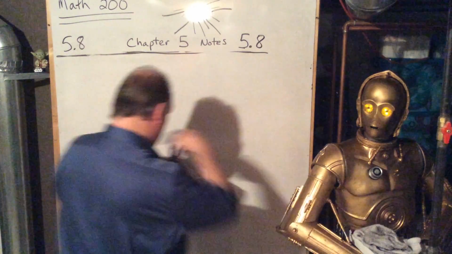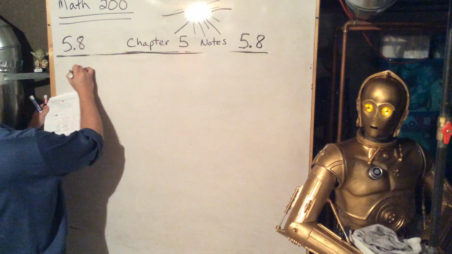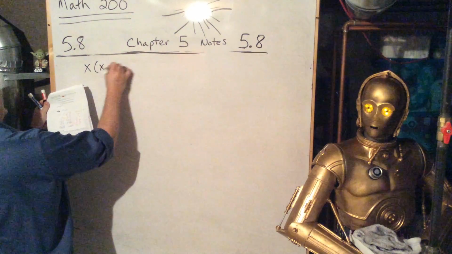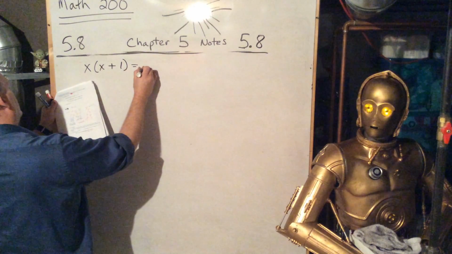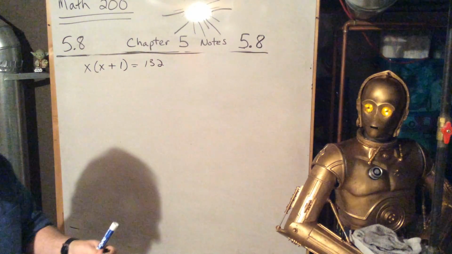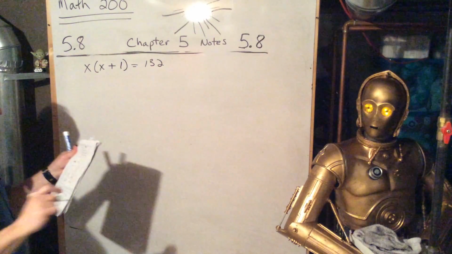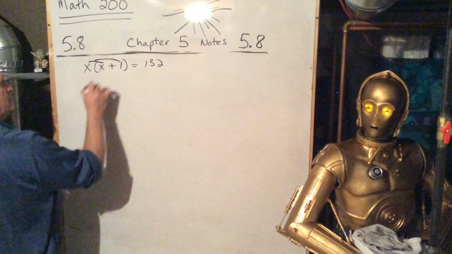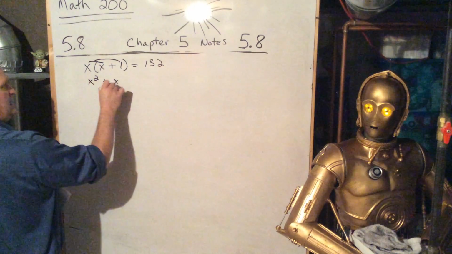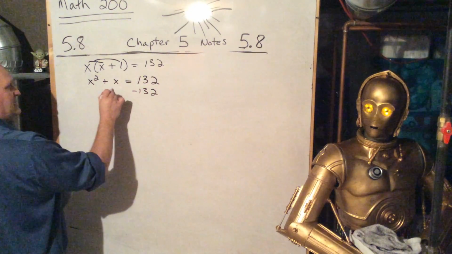So let's take a look at that. We have x times x plus 1 equals 132. They want the product of 2 consecutive positive integers. That word positive is going to become important. So we do the distributive property. We basically get it equal to 0.